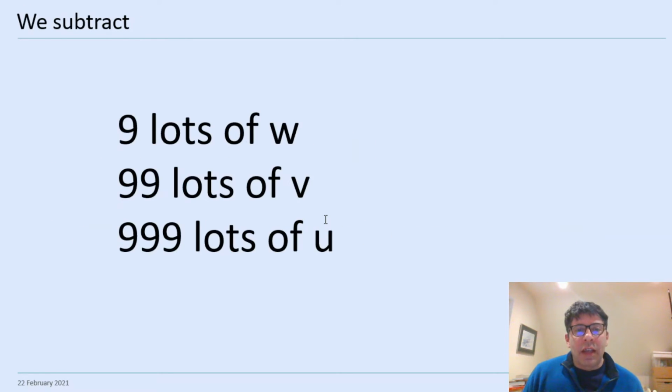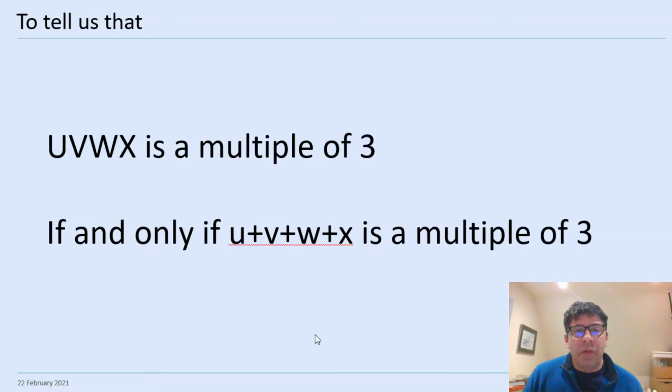And so what that does then, for instance, taking away 99 lots of v, it removes the v from the hundreds column and it adds it onto the units column. So this is the same as asking if u plus v plus w plus x is a multiple of 3.